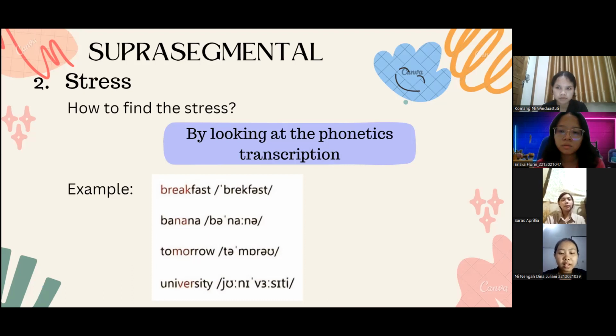So how do we know where the stress is? You can see the apostrophe there. The apostrophe shows you where the stress is. The syllable after the apostrophe is the stress. For example, banana. You can see where the apostrophe is in the word banana, and after the apostrophe there is the syllable na, and that is the stress, banana. So that's how we find the stress. But if the word has just one syllable like fast, you don't need to think about where the stress is. If the word has more than one syllable, of course you need to think about where the stress is. Next.